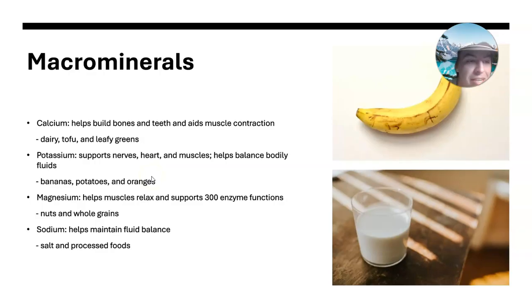The next macro mineral is magnesium. It helps muscles relax and supports around 300 enzyme functions and is commonly found in nuts and whole grains. The next macro mineral is sodium, and it helps maintain fluid balance in the body. It is commonly found in salt and processed foods.